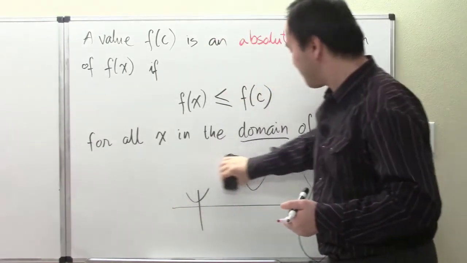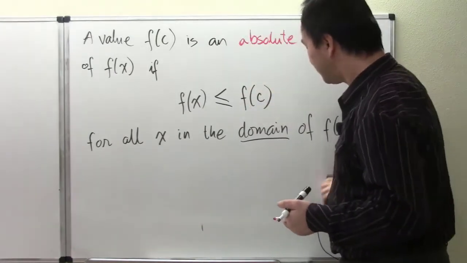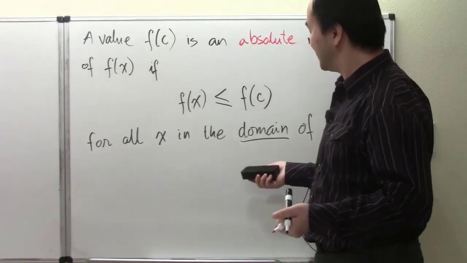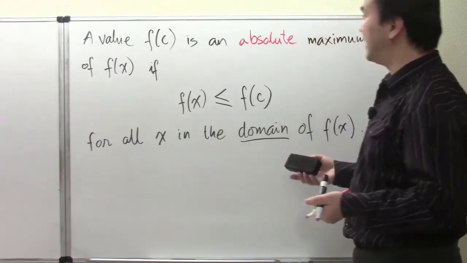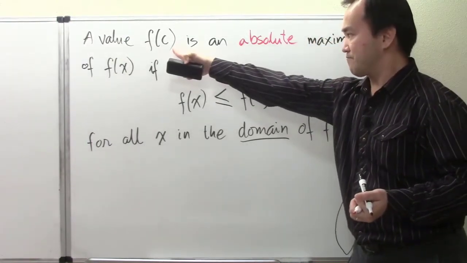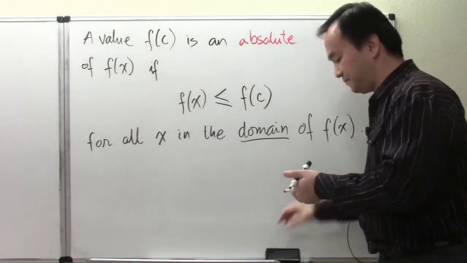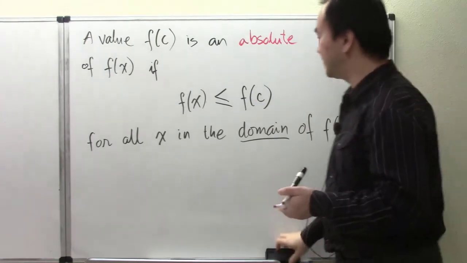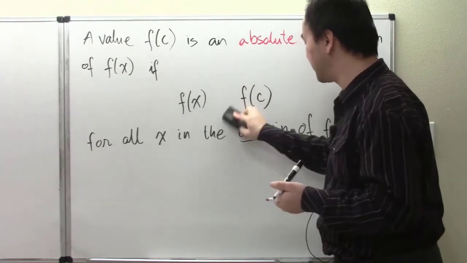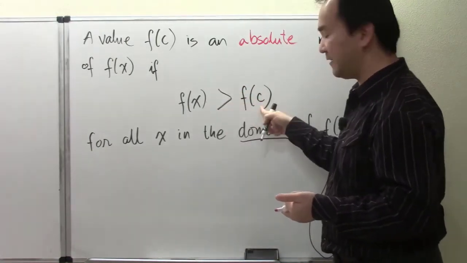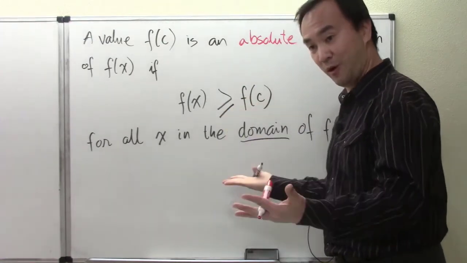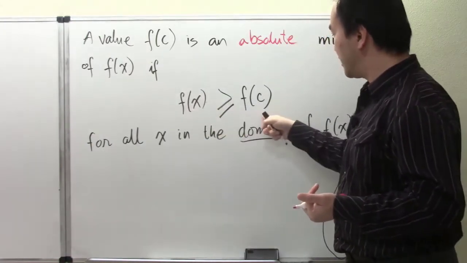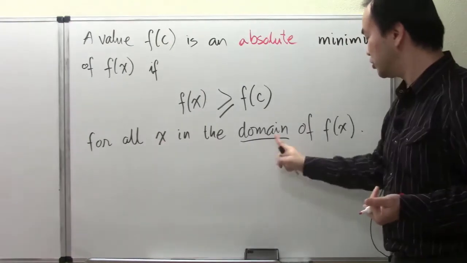And in that same way, now I am going to modify this definition to get into what it means to be an absolute minimum value. So a value f of c is an absolute minimum if the function value is always above that f of c value, or at least equal to, and that's why we call it the least, the minimum value. So if f of x is greater than or equal to f of c for all values of x in the domain of the function.